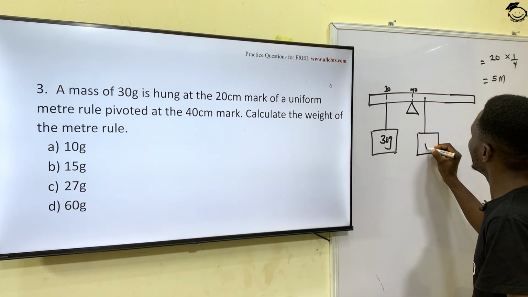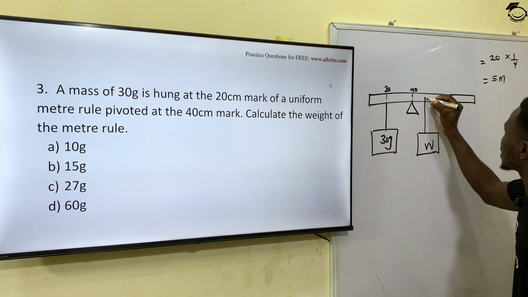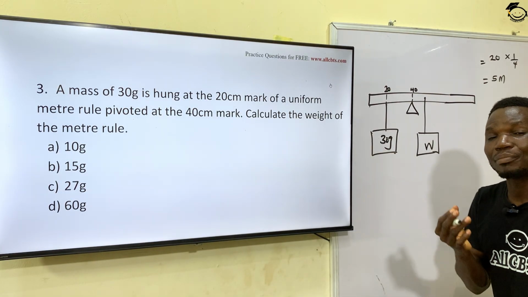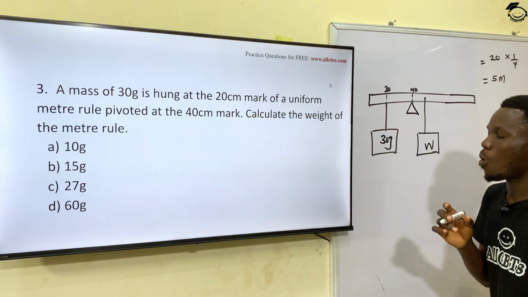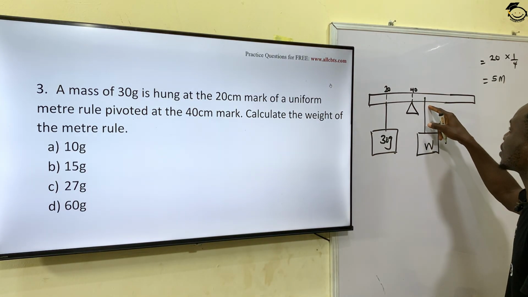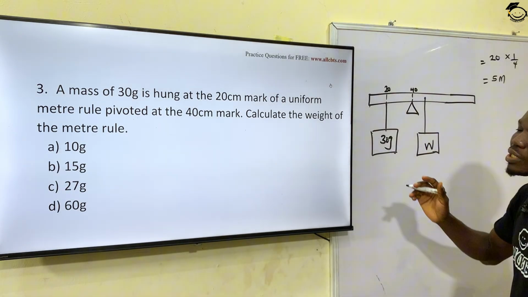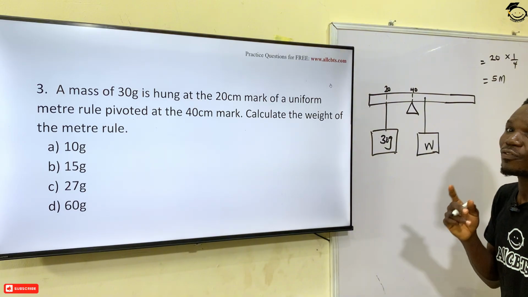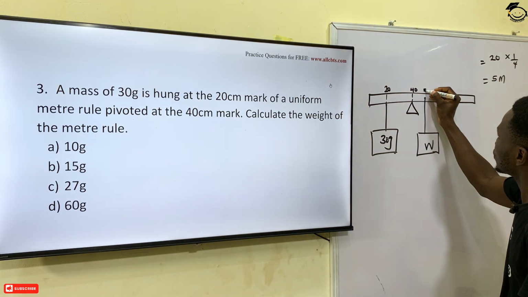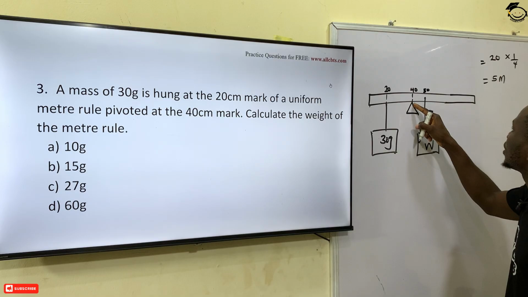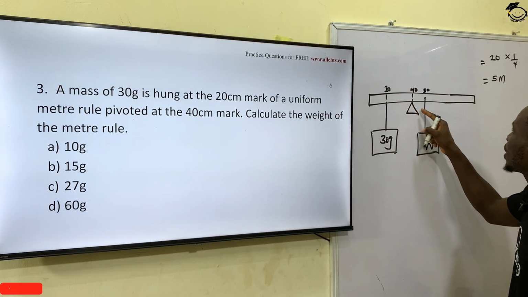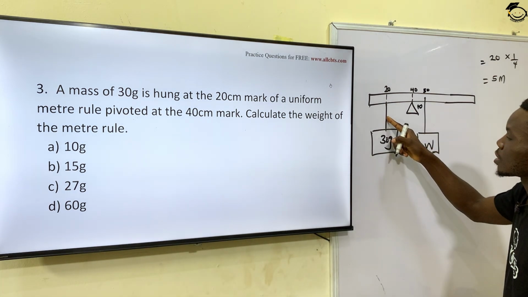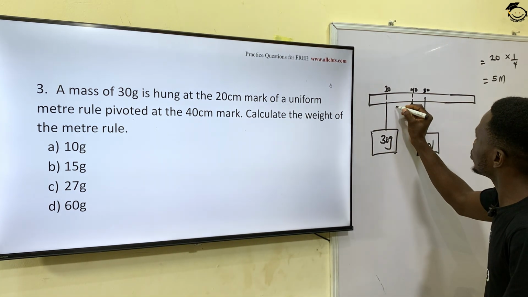Let's call it W. So it's at the center of gravity. The center of gravity is the point where that particular meter rule can be divided into 2 equal halves. So the center of gravity here, since the meter rule is a uniform meter rule of about 100 centimeters, is the 50 centimeter mark. So here is supposed to be 50. So if here is 40 and here is 50, it means that from here down to this place is 10. And if here is 40 and this point here is 20, it means that from here down to this place here is 20.